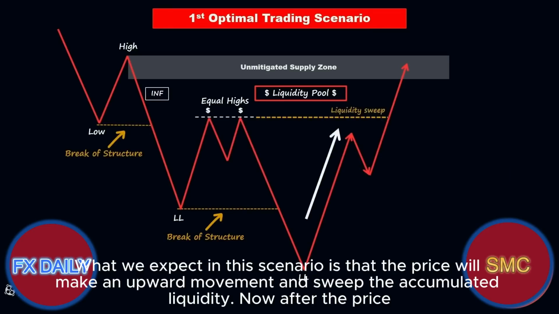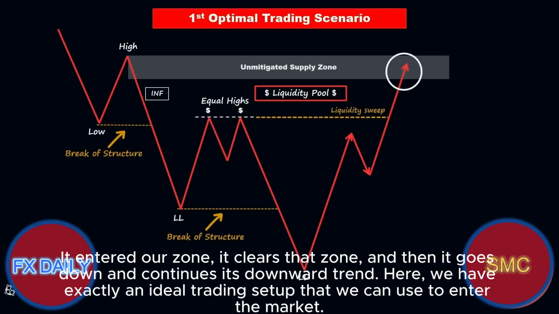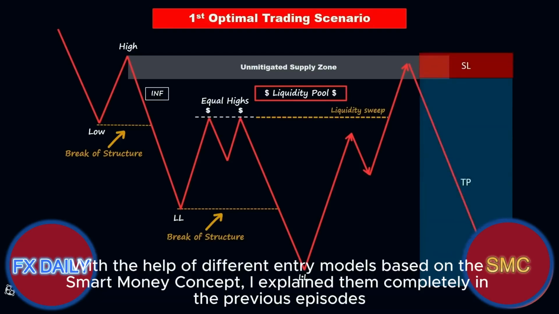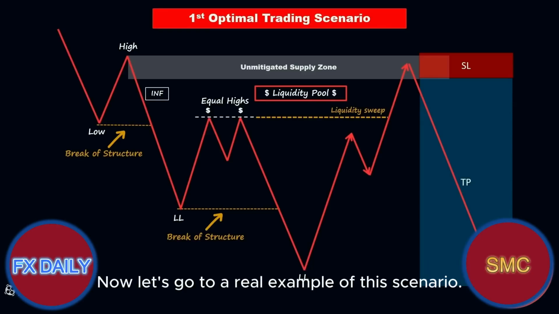Now after the price enters our zone, it clears that zone, and then it goes down and continues its downward trend. Here, we have exactly an ideal trading setup that we can use to enter the market, with the help of different entry models based on the smart money concept, which I explained completely in the previous episodes. If you want to analyze the chart, this scenario is one of the main trading opportunities that you should always look for. Now let's go to a real example of this scenario.